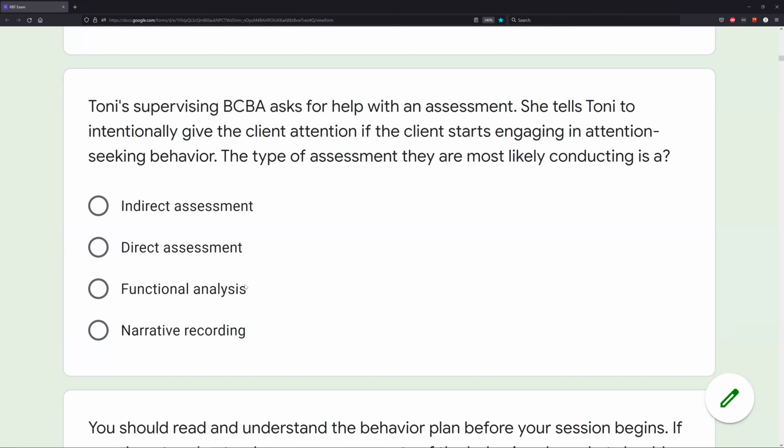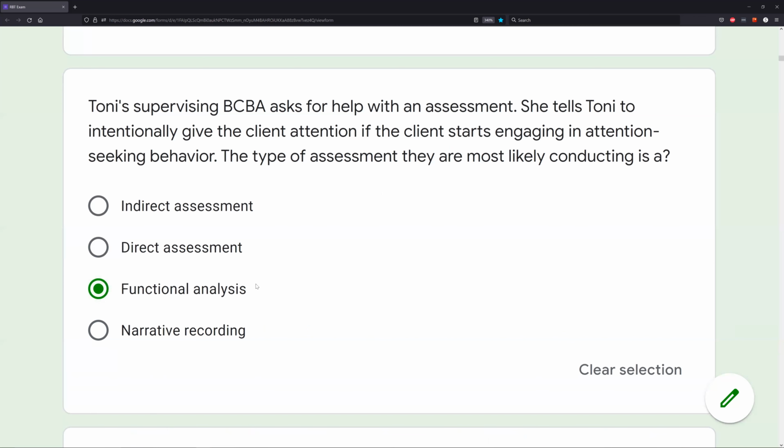A functional analysis is the best way to determine a function, okay? We go beyond just observing. Now we're actually manipulating antecedents and consequences. So if we're actually manipulating antecedents and consequences, this is a functional analysis. So direct assessment is good. Functional analysis is better. Now, do RBTs conduct functional analyses alone? No. Do they conduct them without permission? No. Okay. But we do need to be aware of what they are.